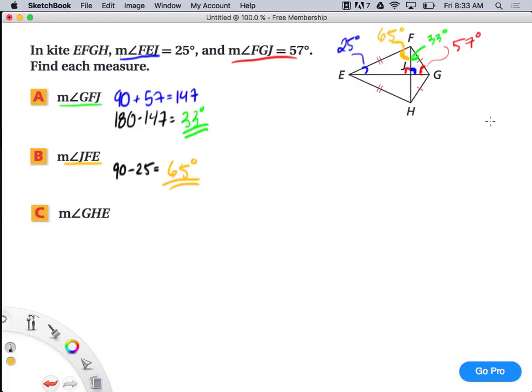Praise God. All right. Now, the last one is right here. GHE, that's this angle right here. Now, what do I know about this angle and this angle, the gray angle and this gray angle here? They're congruent. So what do I do? Add them together. That's right. 65 plus 33 is equal to 98 degrees.